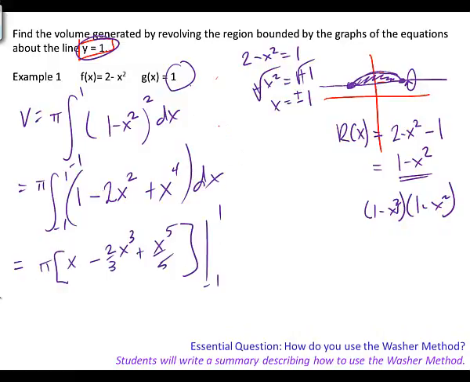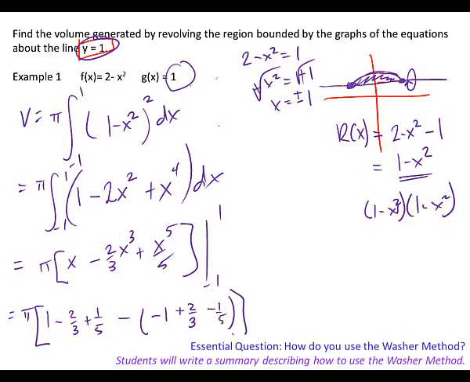All right, we have to plug in. Notice we don't have 0 on the bottom right now, so it's a little different than yesterday. We have more work to do, more fractions. Put in a 1. We get 1 minus 2/3 plus 1/5 minus. Be careful with your signs. -1. What's -1 cubed? That's going to make it positive 2/3. -1 to the 5th is -1/5.